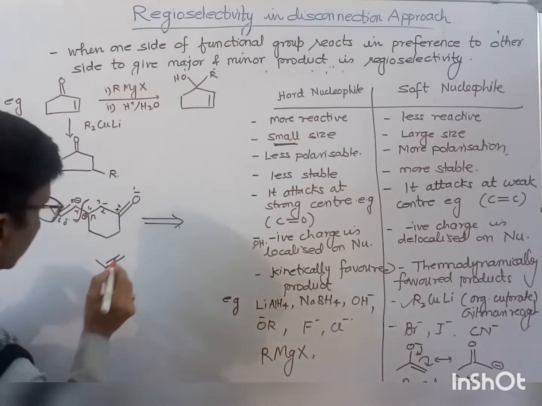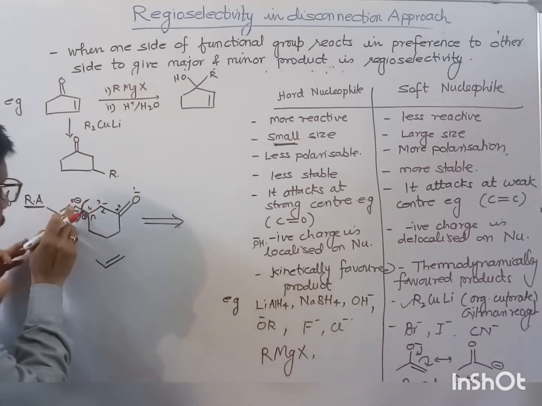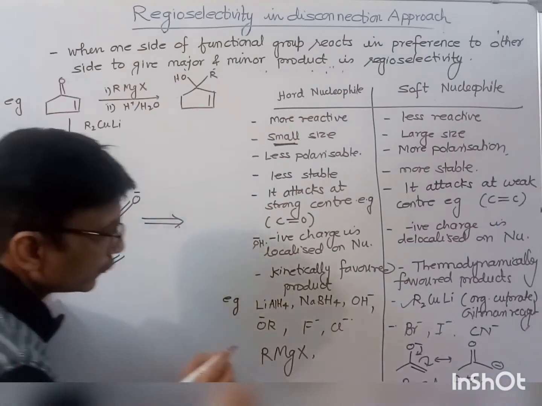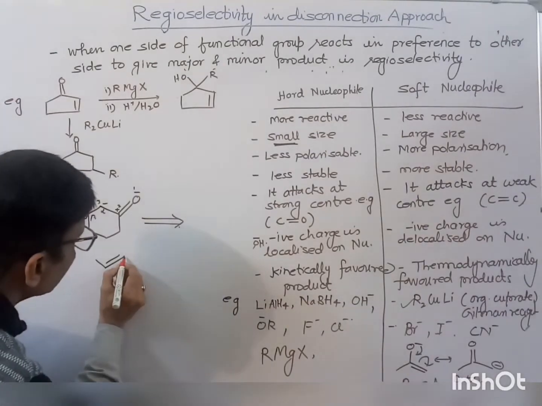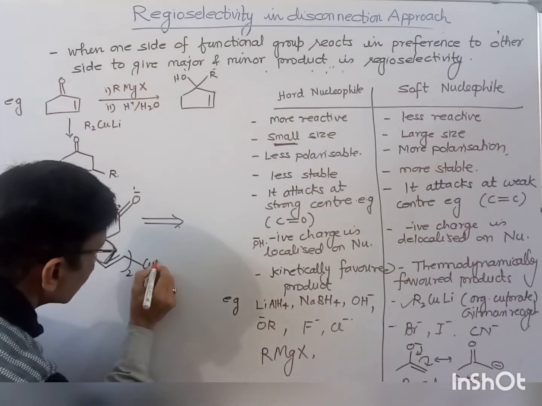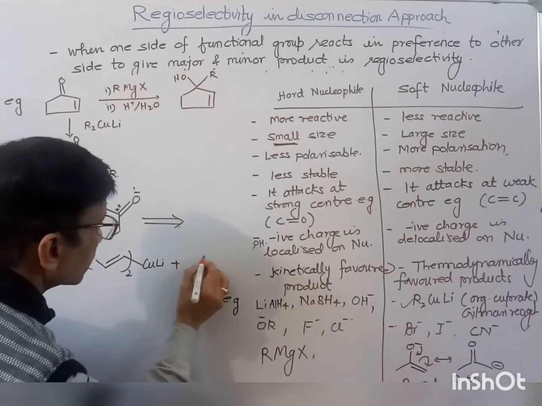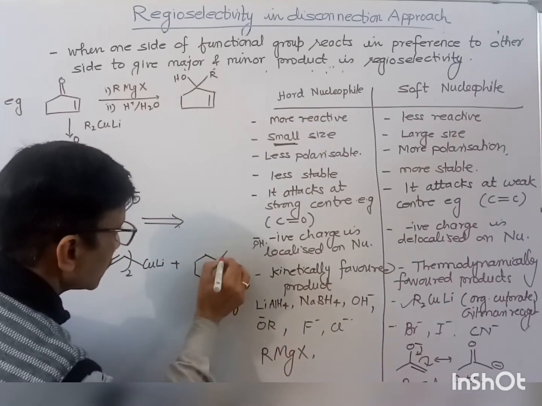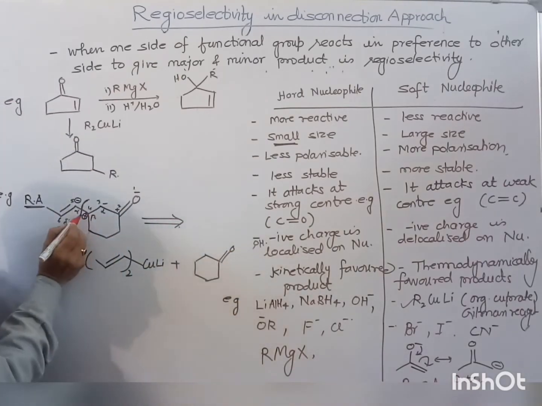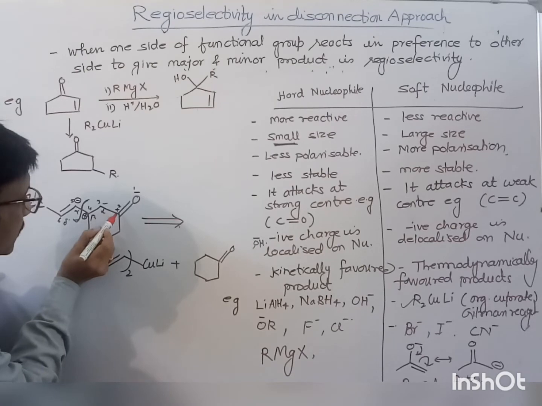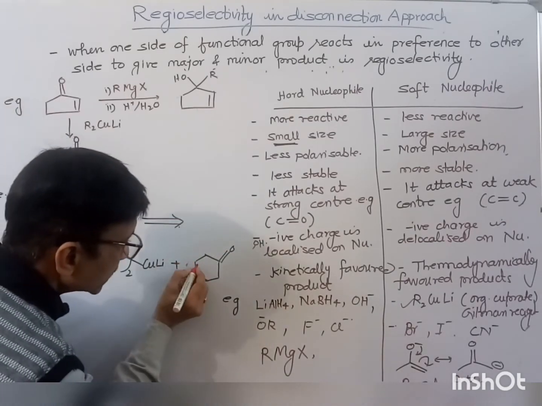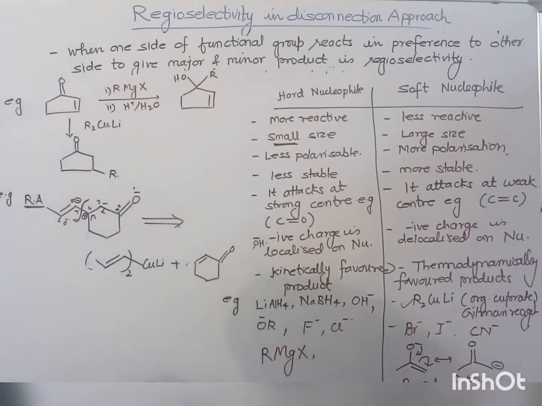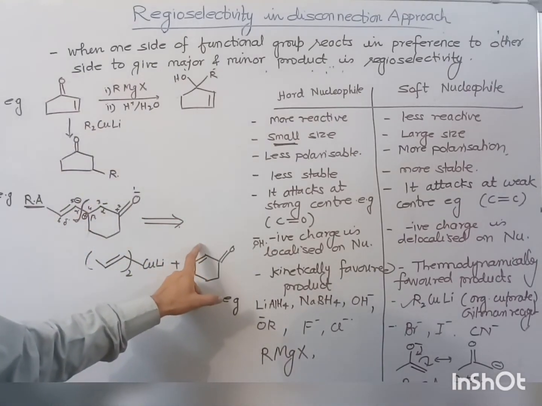So what can you write? For the negative charge, you can write the RMgX, or rather we should write the organocuprate. So that can be converted into an organocuprate, plus the other part. In this synthon, the positive charge is present at the third carbon from the carbonyl carbon: 1, 2, 3. So if the positive charge is present over here, the synthetic equivalent will be this, and you are getting an alpha beta unsaturated ketone.